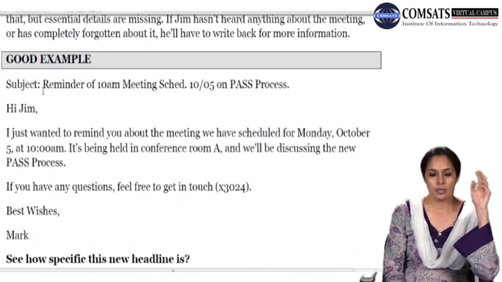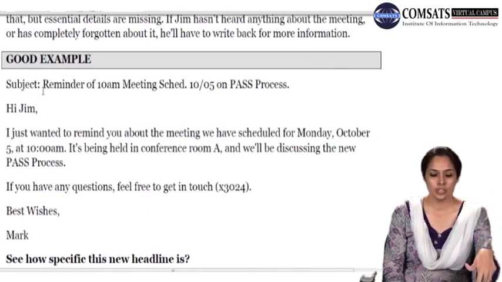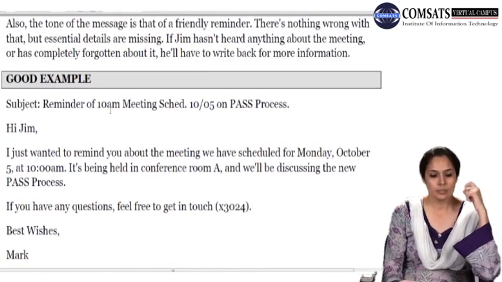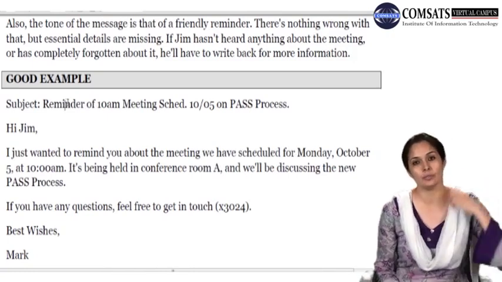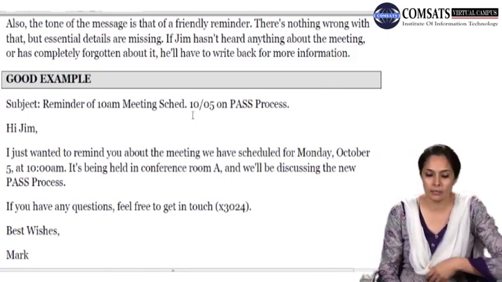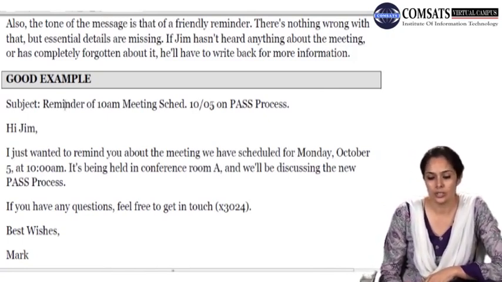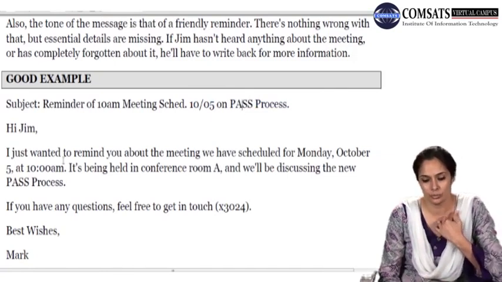Let's look at the good example now. The same email has been changed, and you can see the good example with a few corrections. Subject: Reminder of 10 a.m. meeting scheduled October 5 on pass process. Now, when you give a reminder heading, everyone is of course interested that they have been reminded about something. And the 10 a.m. meeting is scheduled on October 5th on pass process. And the agenda or topic of the meeting has also been mentioned.